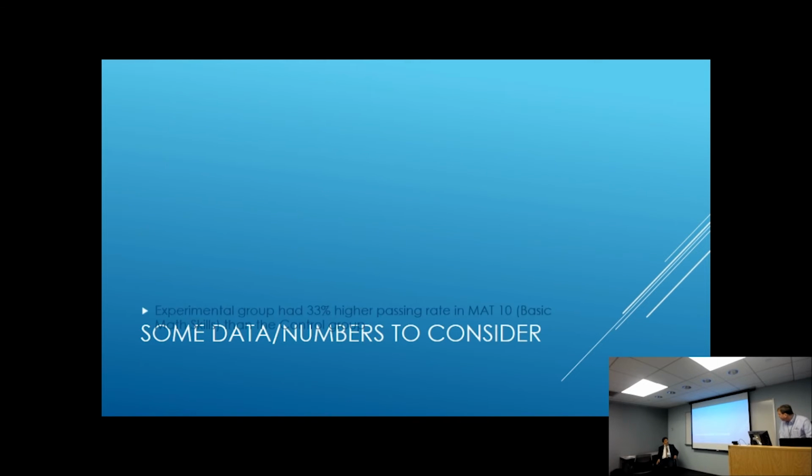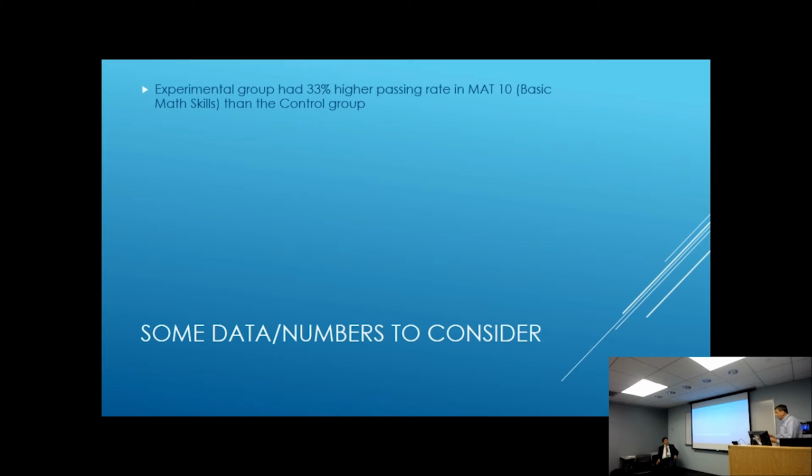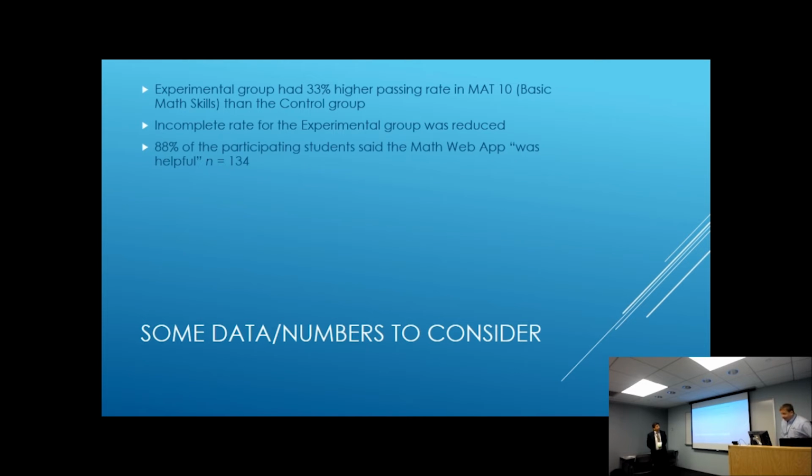So just some data and some numbers to consider here. From our previous data last semester, we found that the experimental group had a 33% higher passing rate than the control group. Although also the incomplete rate for the experimental group was reduced. I'm not sure if that has anything to do with this, however, it's something that I want to highlight. We passed out a survey to the students and also online, and we had a nice number, 134 participants. 80% said that they found the Math Web App was helpful, which I think is a pretty good number.